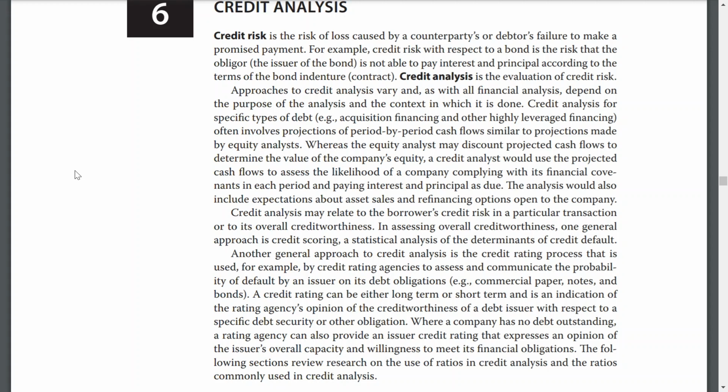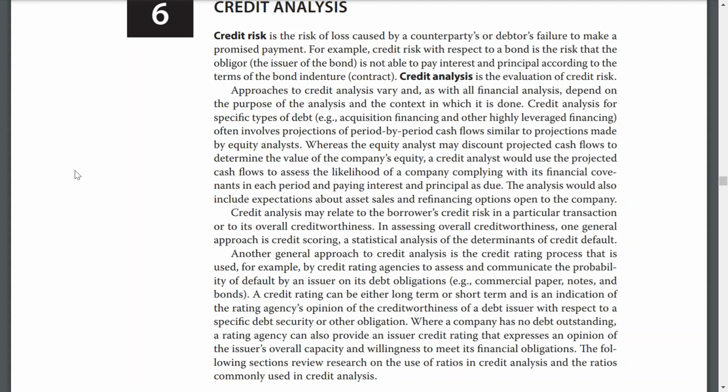Credit analysis may relate to a borrower's credit risk in a particular transaction or to its overall creditworthiness. In assessing overall creditworthiness, one general approach is credit scoring, a statistical analysis of the determinants of credit defaults. Another general approach to credit analysis is the credit rating process, used, for example, by a credit rating agency to assess and communicate the probability of default for an issuer on its debt obligations.